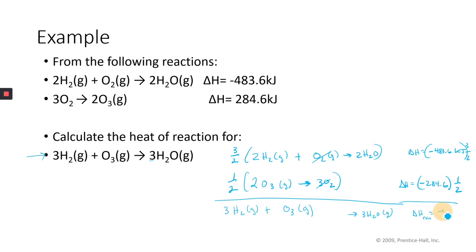is negative 867.7 kilojoules. So let me write that here so you can see better. This is your enthalpy of the reaction.